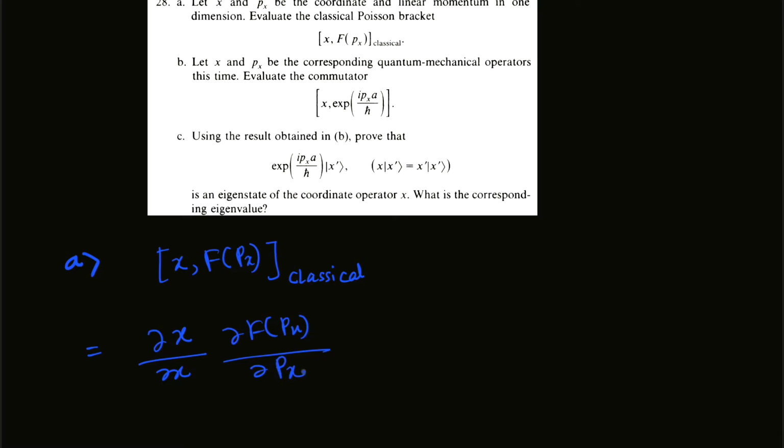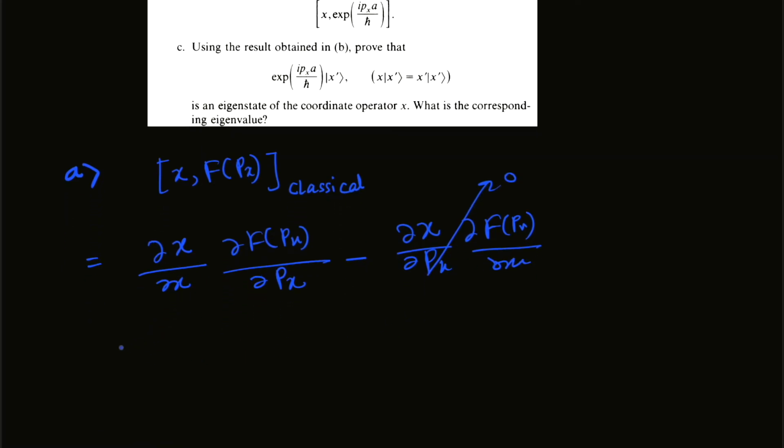A x f px classical. So it is del x into del f px minus del x del px into del f px del x. This is 0, that means it is del f px.